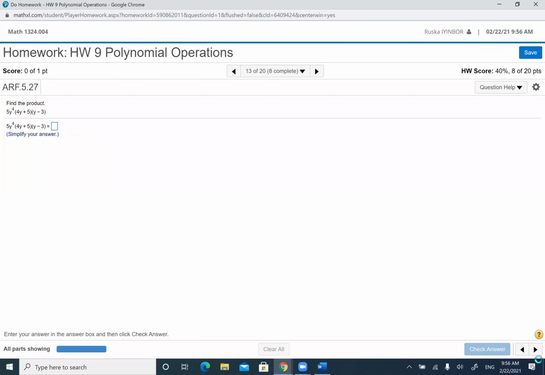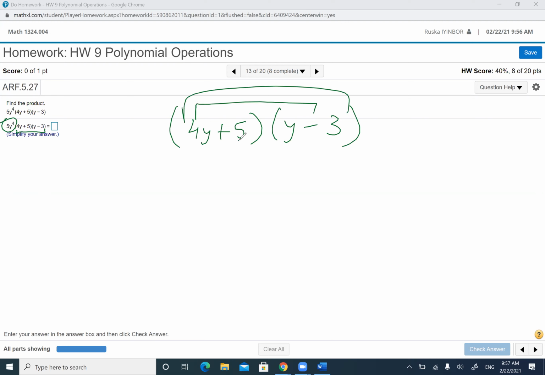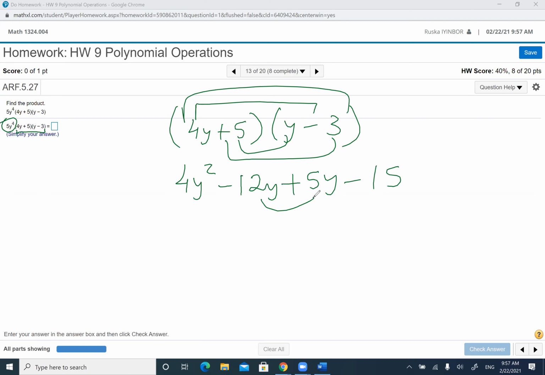Okay, you're doing 3 things. So here you're gonna multiply these 2 first, and then you're gonna multiply by this in front, okay? So I'm gonna multiply 4y plus 5 by y minus 3 first. You can do FOIL, first and first, the outside, the inside, and the last. So that's gonna be 4y squared, 4y and 3 is -12y, plus 5y minus 15. And then combine those two. So it's going to be 4y squared minus 7y minus 15.